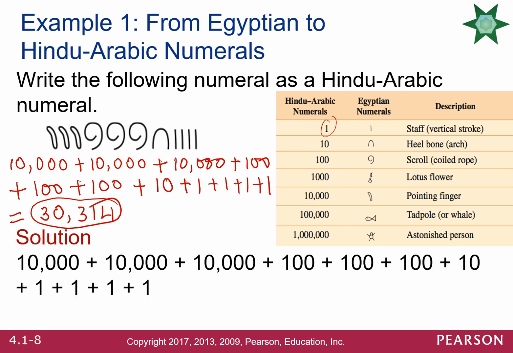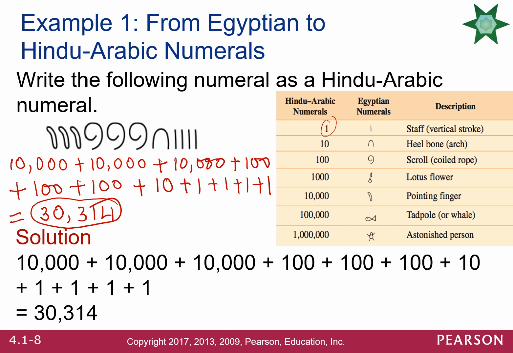All right, so the solution has done the same thing. It has 10,000 that matches with our answer, 10,000, 10,000, 10,000. So just plug in the values of each of these numerals and then add them up. That's exactly what they have done, and for an answer of 30,314. So this is how we are going to go about converting from an Egyptian system to the Hindu Arabic number system.